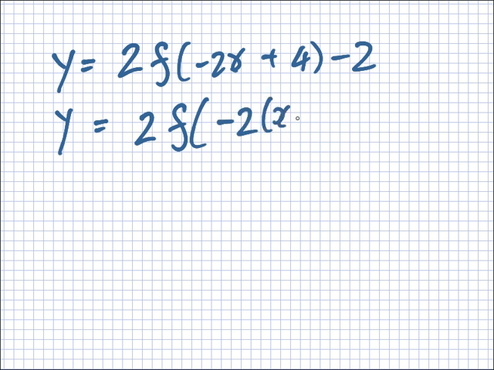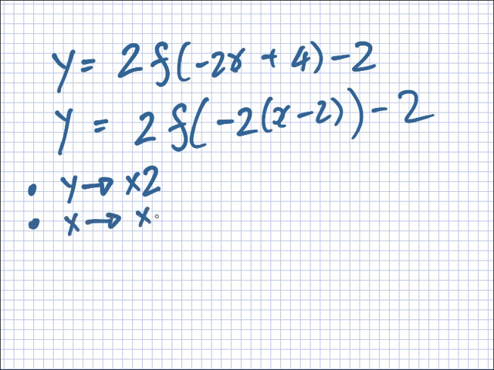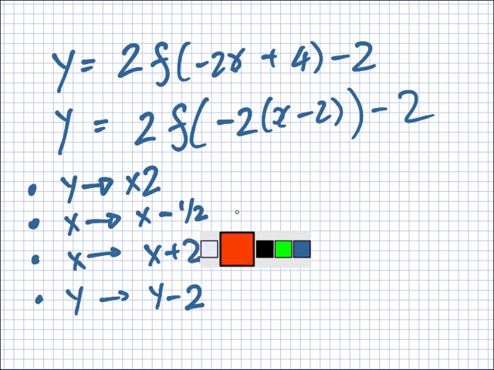Okay, like this. First A, you take the y and you multiply it by 2. Then next, x, you multiply by minus a half, you compress it. Then next the x you translate it right, and then lastly the y you translate it down. Now let's see if we get the right answer.